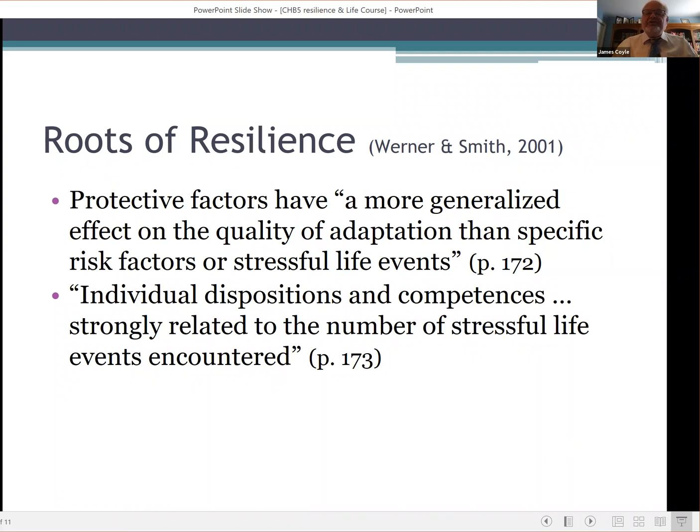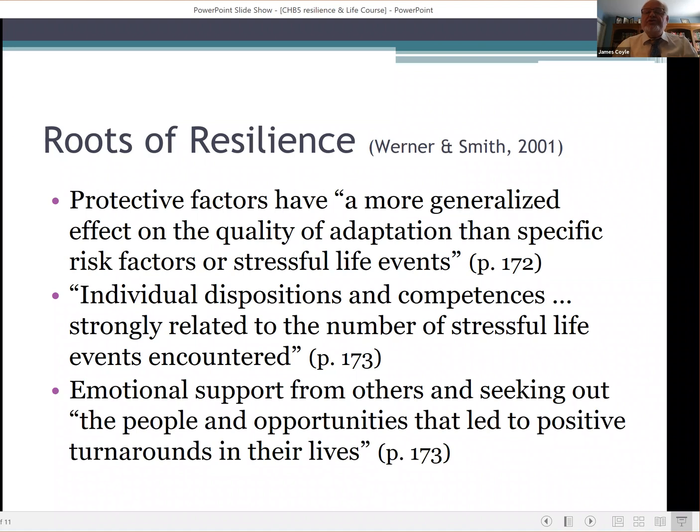Individual dispositions and competencies are strongly related to the number of stressful life events. This suggests that working with people about their coping mechanisms is really important. Emotional support from others is a really important thing, and often that turns things around. Once again, help people look at who's in their life. How can this be somebody who can help you feel more confident in yourself?